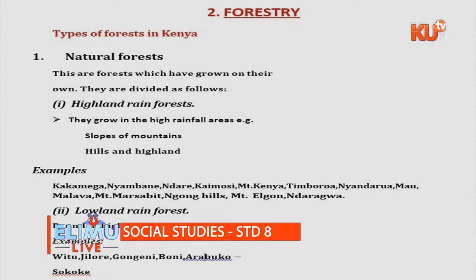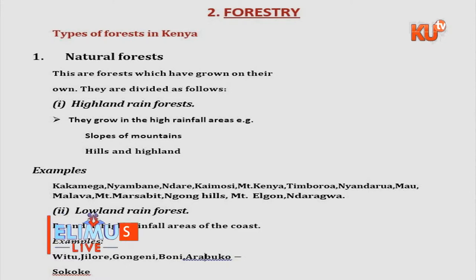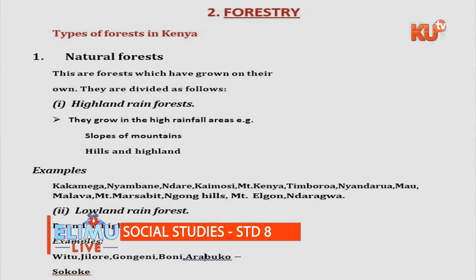We have highland and lowland, and these natural forests are most commonly found in the areas of Kakamega, the Nyambane, Ndare, Kaimosi, Mount Kenya, Timboroa, Nyandarua, Mau, Malava, Marsabit, Ngong Hills, and Mount Elgon.